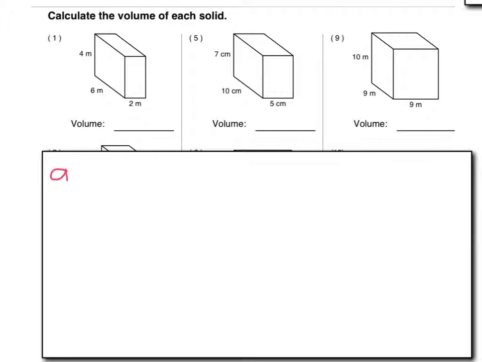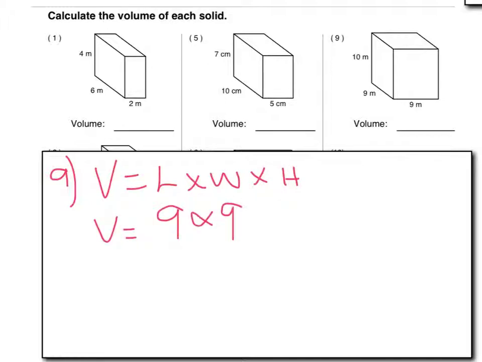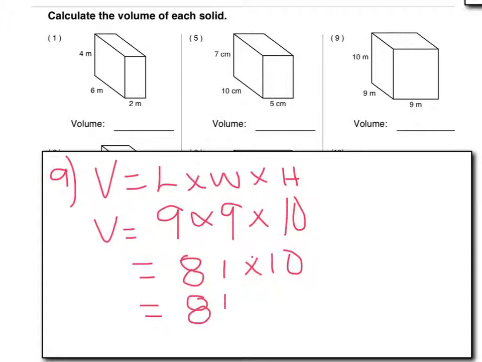It's number 9 actually, but that's okay. Again, volume equals length times width times height. Our volume then is, our length is 9, our width is 9, and our height is 10. But again, our order really doesn't matter. 9 times 9 is 81. 81 times 10, annexing 0. 81 times 1 is 81. Add that 0 on, 810 meters. Ooh, almost did centimeters. Meters cubed. Be aware of the units that are on your shape. So 810 centimeters cubed.